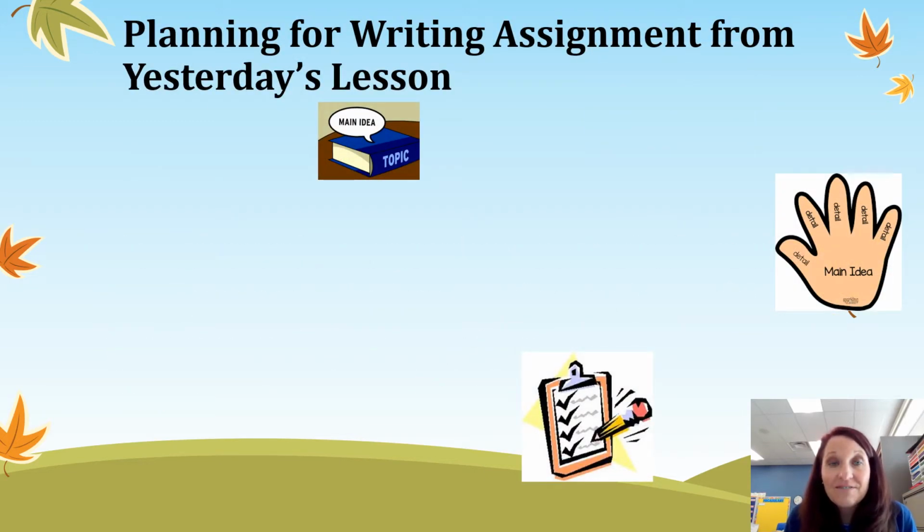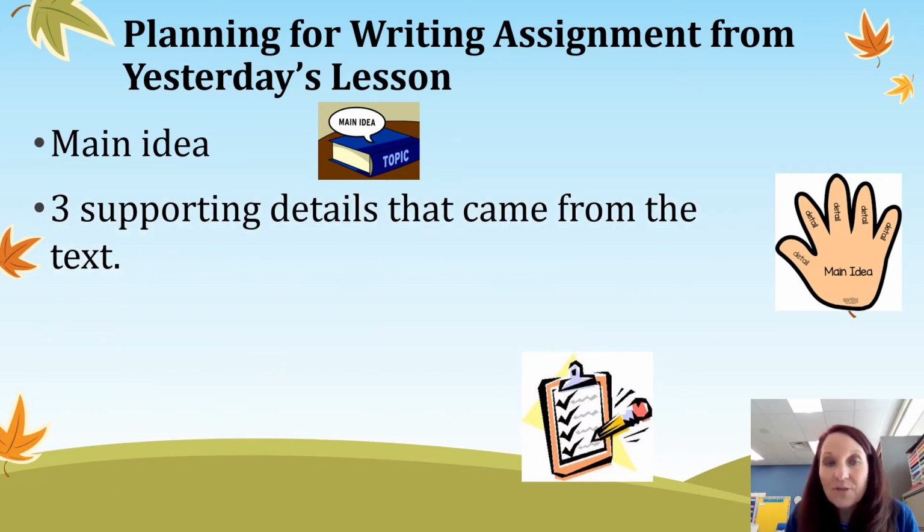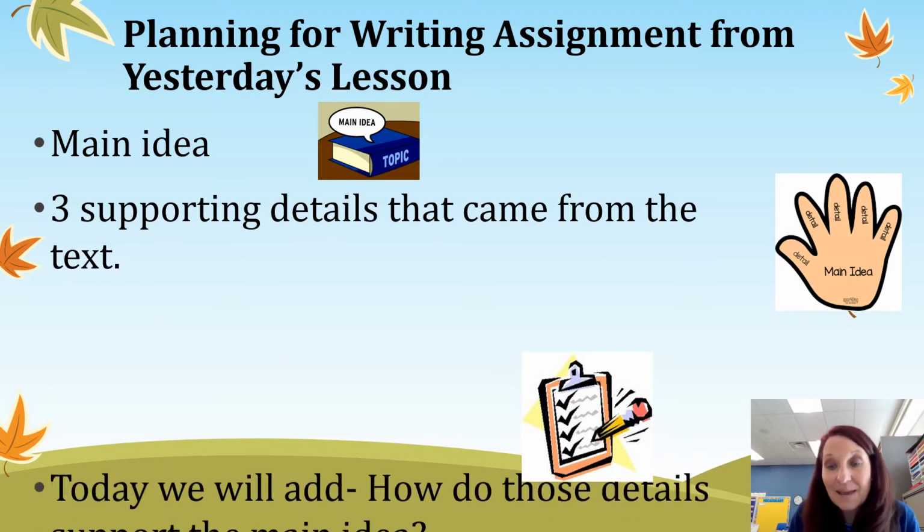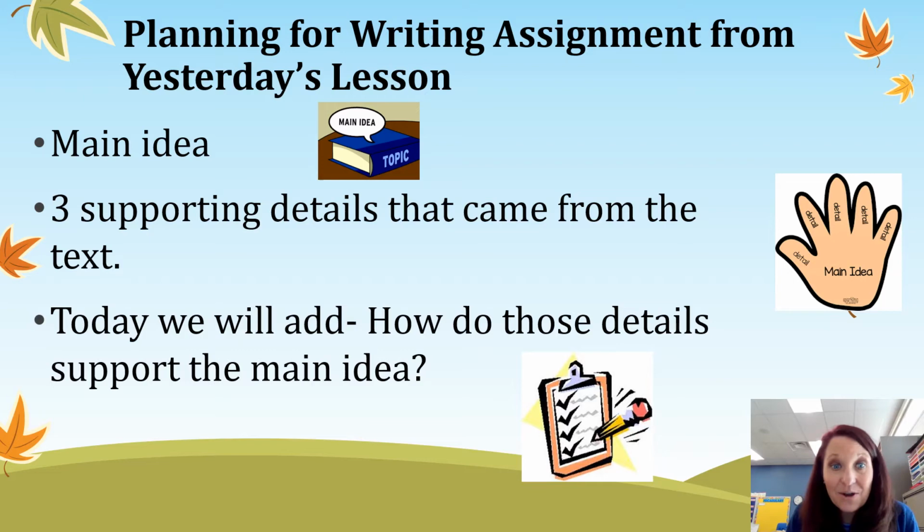When you watched yesterday's video for your reading lesson, I asked you to plan a few things that we're going to need for our writing assignment for today. So from yesterday, you should have written down what the main idea of the Yellowstone Old Faithful Geyser article was. You should also have found 3 supporting details that came from the text. And today, we're going to add how the details that you found in the article support the main idea. And that's going to be our conclusion sentence. And I'll show you how to do that today.